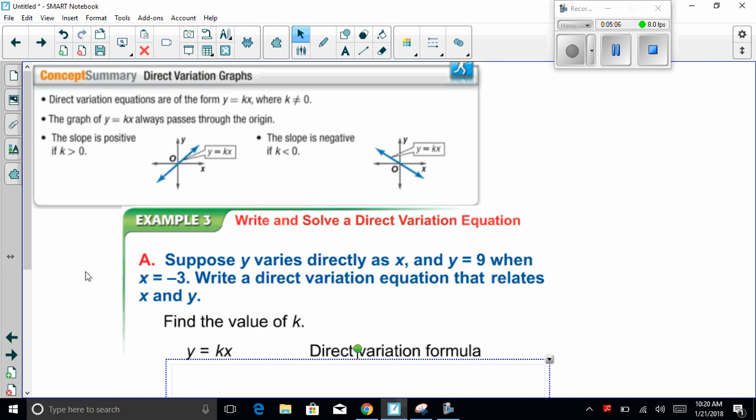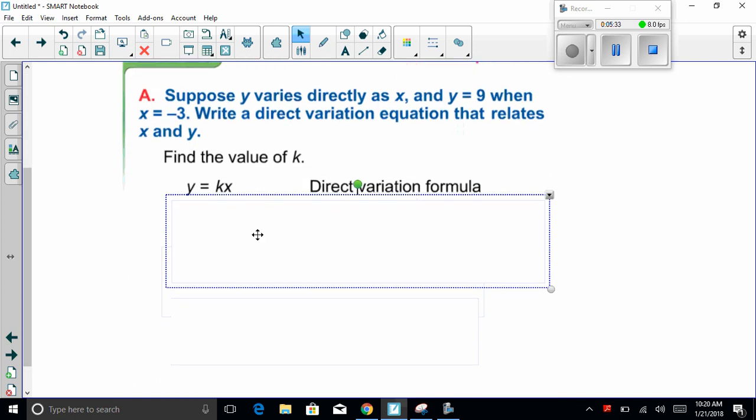For example 3, they want us to write and solve a direct variation equation. Suppose y varies directly as x and y equals 9 when x equals -3. Write a direct variation equation that relates x and y. Find the value of k. The first thing you need to do is write down your direct variation formula, which is y equals kx. Now we're going to plug in the information that they gave us.